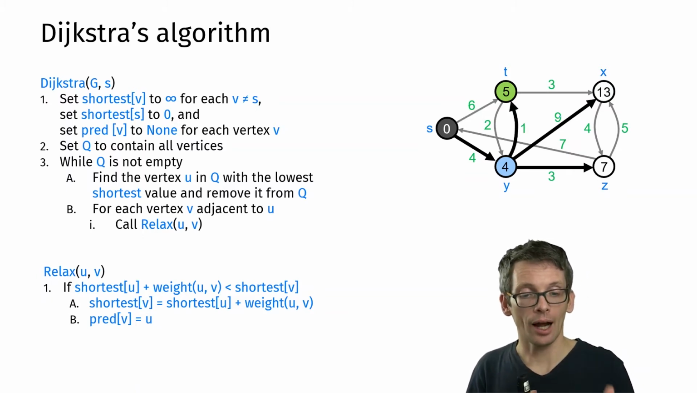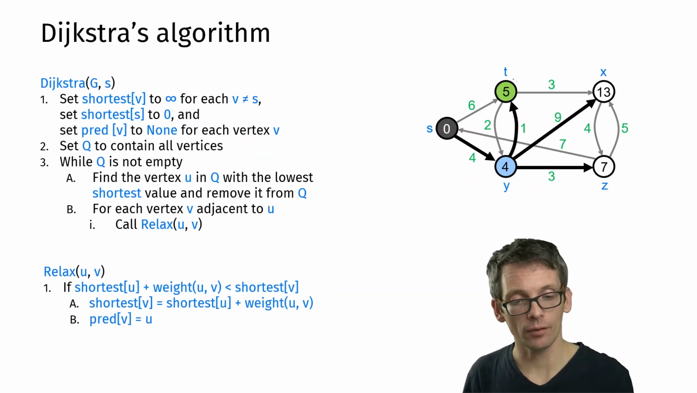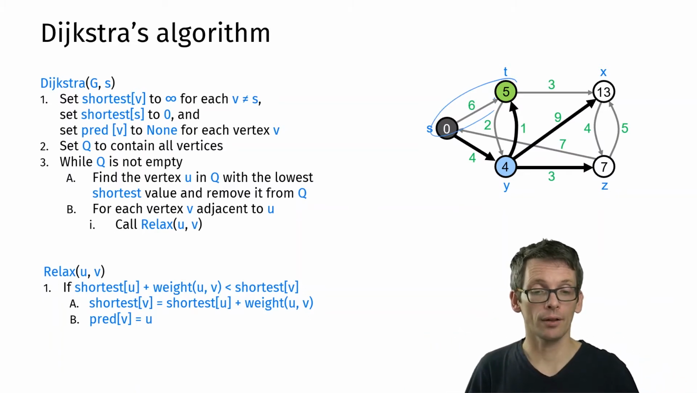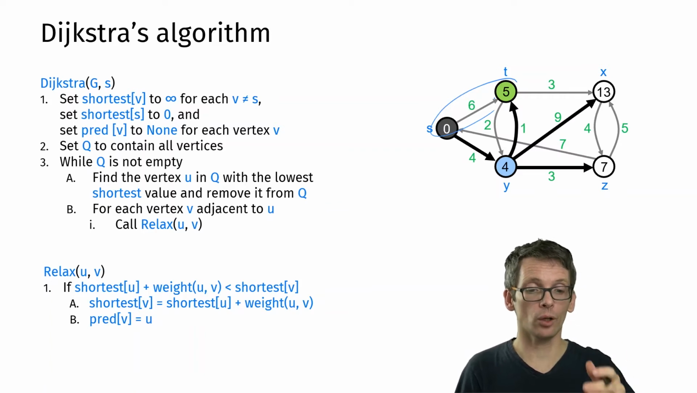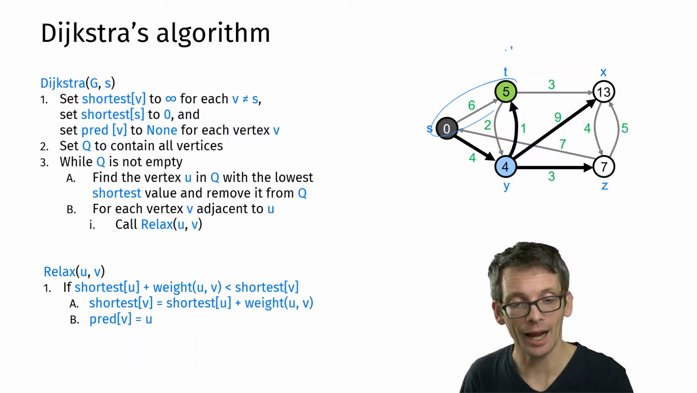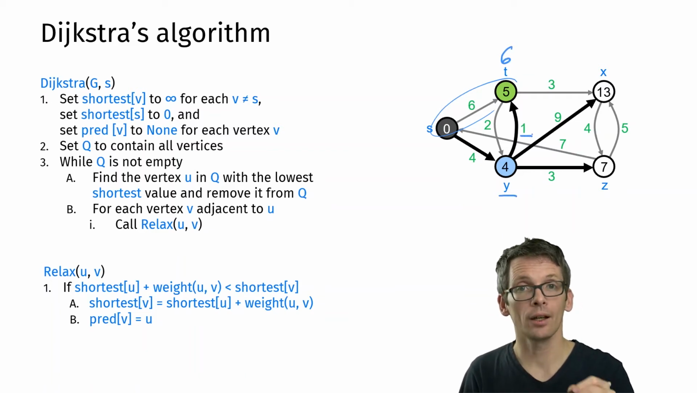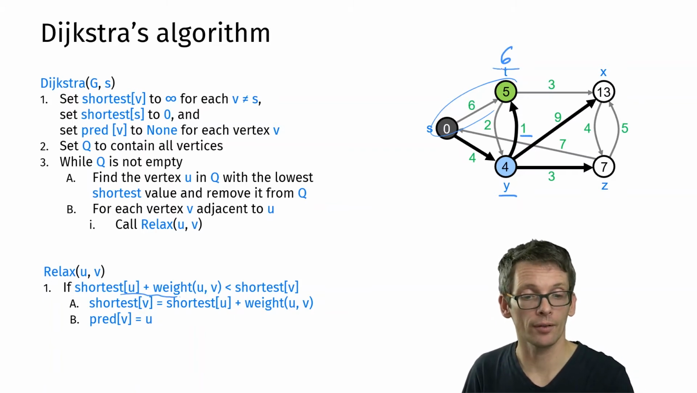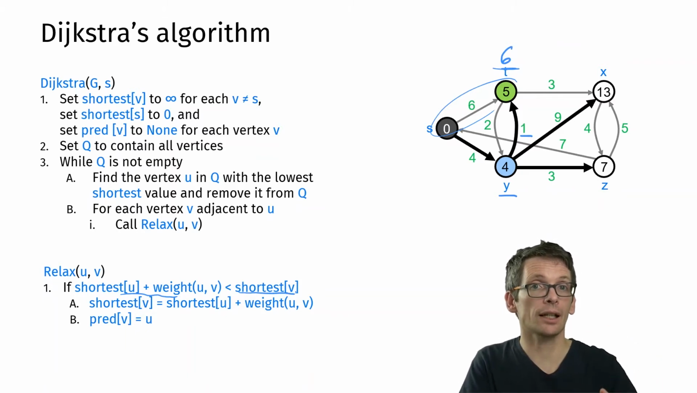We're going to update the predecessor to y. Previously the predecessor of t was s, because that was the first edge that we relaxed for t. But now we saw that there's an even shorter path. I had a 6 here, but now, because I have a 4 here and a 1 here, with 4 plus 1 I have a shorter path than the path of length 6. So that's why I updated the distance and I updated the predecessor.